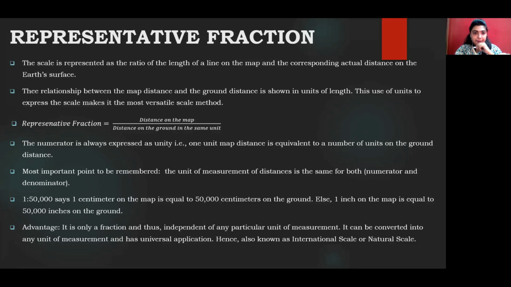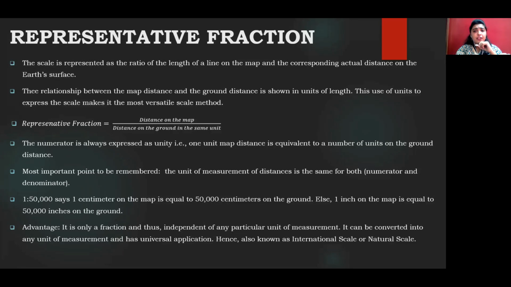Are we clear with that? Hopefully, I am sure you're clear with the explanation that I am giving you for this. This is a very important form of scale because it does not have any units. So, be it your statement scale or graphical scale, which is always dependent on certain units, this is independent.